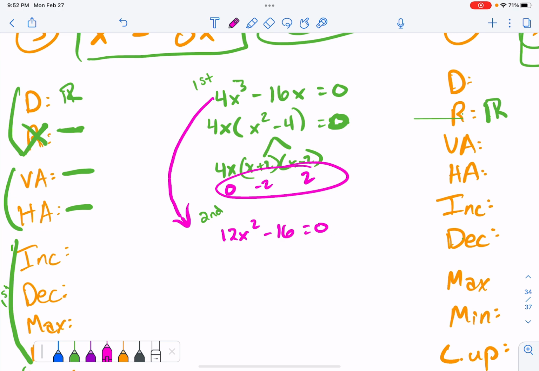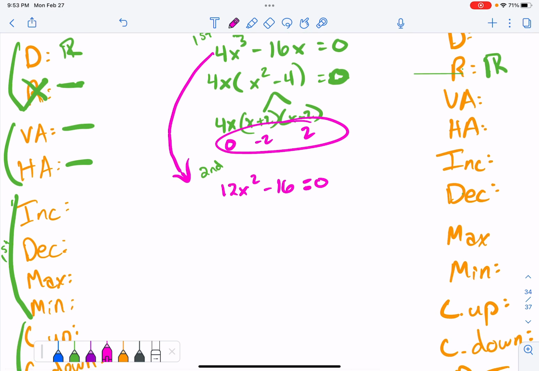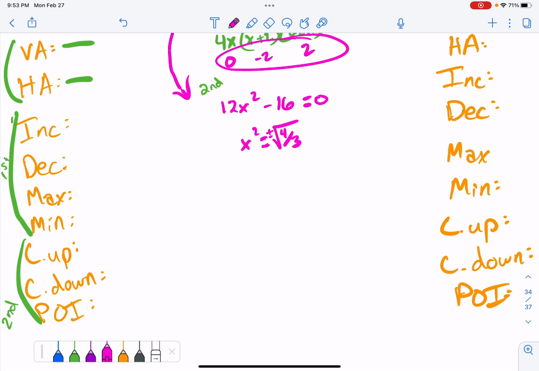And if I set that equal to 0, this is so not great. I picked some bad numbers. Okay, sorry, guys. Holy bejeez. I don't know if I really want to do this problem. This is really ugly. All right, so let's add the 16 over and divide by 12. So x squared equals 16 over 12, which is 4 thirds. And then we have plus and minus the square root of that. Ugh. Plus minus square root. That is so disgusting. Yuck.